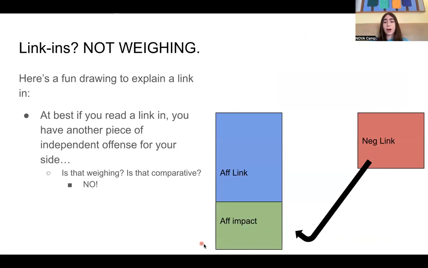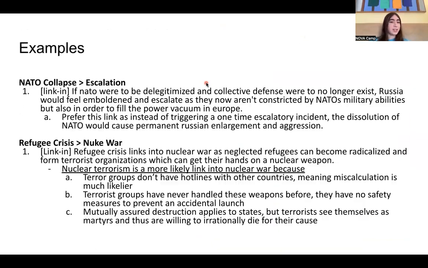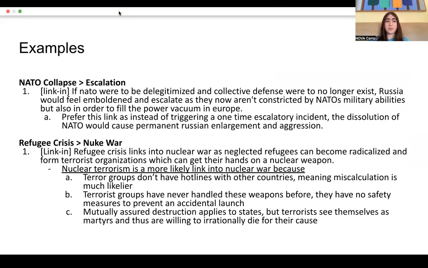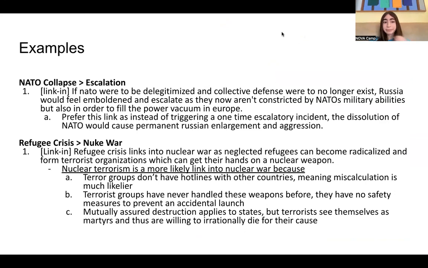If you have a piece of offense, the way that you make it into comparative weighing is by adding weighing. So in order to make a link-in into actual weighing in a round, you need to do weighing that you would do on any other case argument. And I'll get into this. Let's look at some examples. This will definitely help you visualize what I'm talking about more.